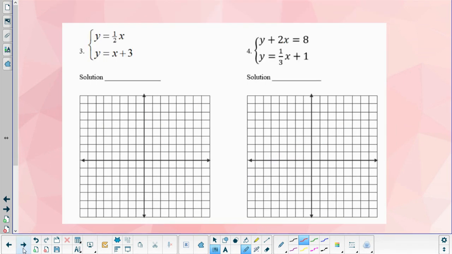All right, so there are a few more on your worksheet. Go ahead and graph these lines and come back and check your answers.